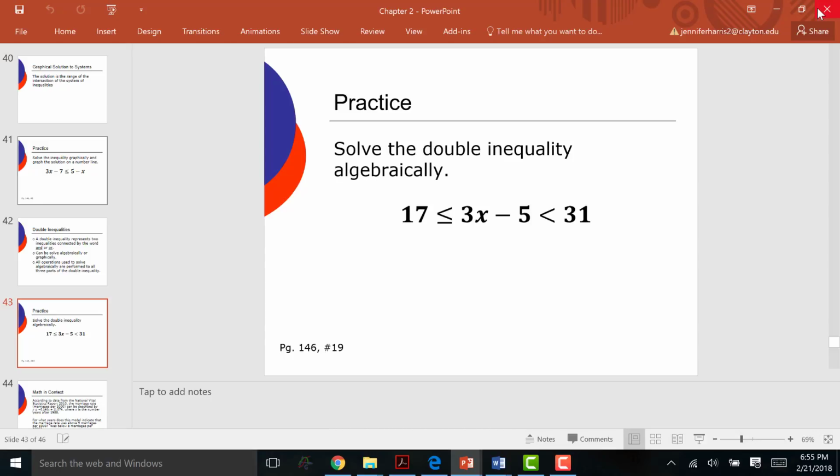Open and close thing. We're good? So don't worry about the open to close dots. Just stick with the brackets and the parentheses.